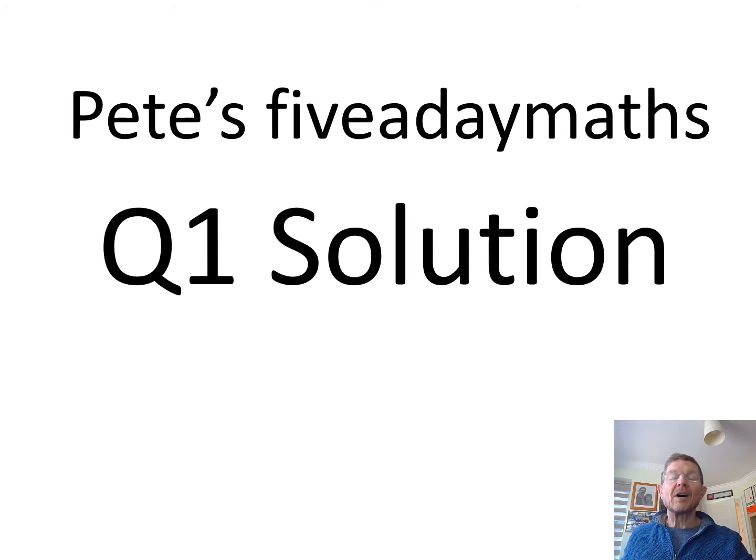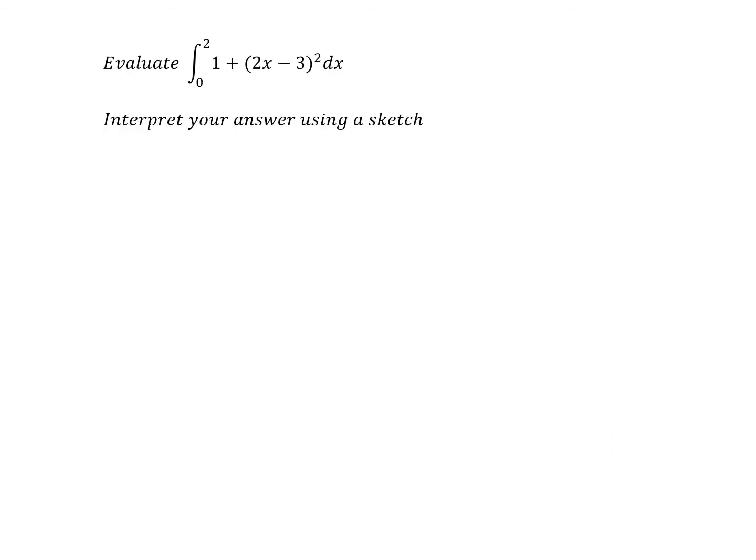So this is how I answered question 1. So the first thing I need to do is to multiply the brackets out, and I'd get 1 plus 4x squared minus 12x plus 9. So that's what I'm integrating with respect to x.